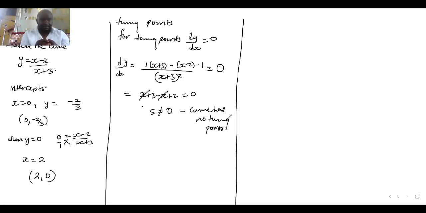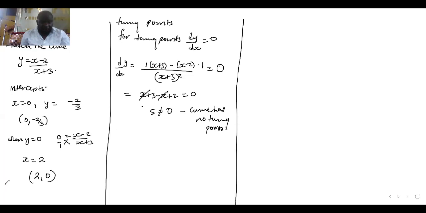Yes, is someone saying something? I don't understand, pardon? Do you know how to differentiate? Guys, I'm assuming all these ones you know. If you don't know, remind me, I'll remind you. Differentiating using the quotient rule.